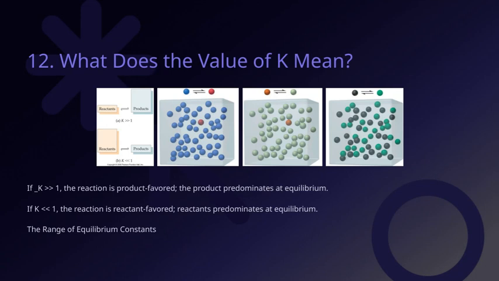When K is much less than 1, it indicates that the reaction is reactant favored. This means that at equilibrium, reactants are the predominant species. On the other hand, if K is much greater than 1, the reaction is product favored, and you'll find that products dominate at equilibrium. Understanding these key points helps us interpret the behavior of chemical reactions. It connects directly to the overall theme of how equilibrium constants tell us about the position of equilibrium and the relative amounts of reactants and products present.